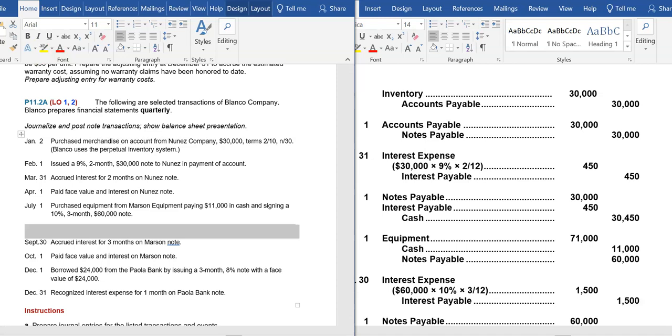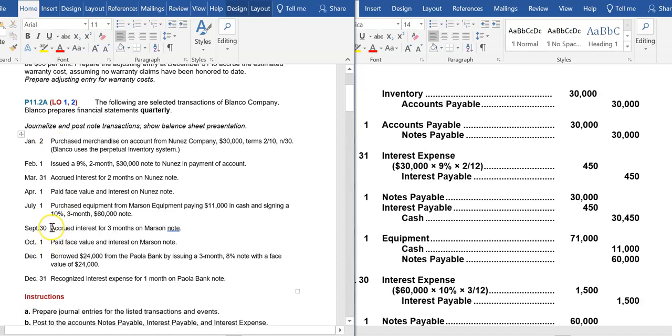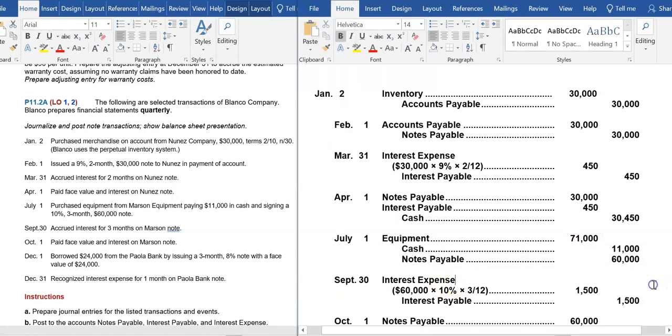However, it is now the end of the next quarter. It is September 30th. We need to accrue interest for 3 months on that note. We need to accrue the interest that has been incurred. To calculate the interest, we take the face amount of the note times the stated interest rate times the fraction of the year. The amount of interest expense will be $60,000 times 10% times 3/12, or $1,500.